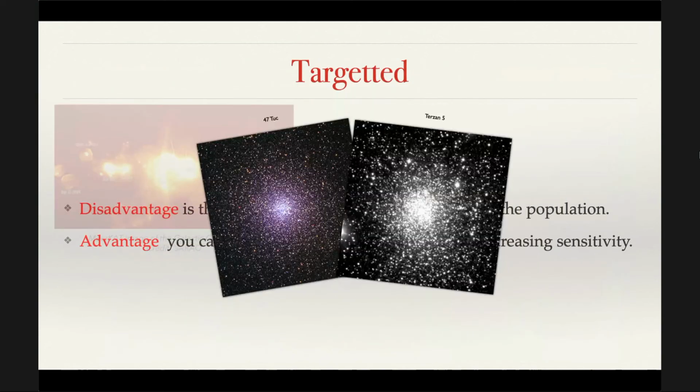Another possibility is that you could try looking in globular clusters. Globular clusters are these enormous conglomerations of millions of stars in our galaxy, where we know that there are, in some cases, many dozens of pulsars. And so we can point at those objects and find new pulsars.